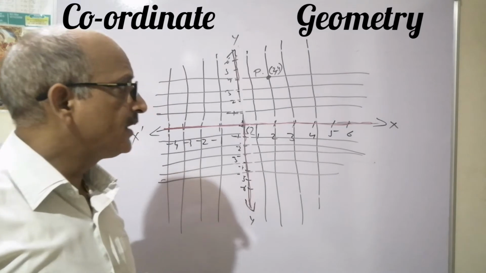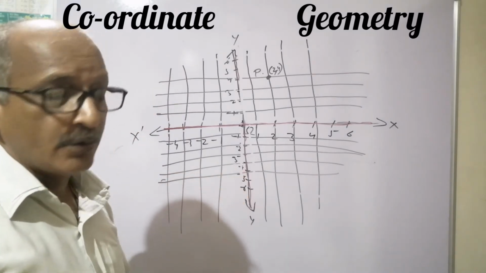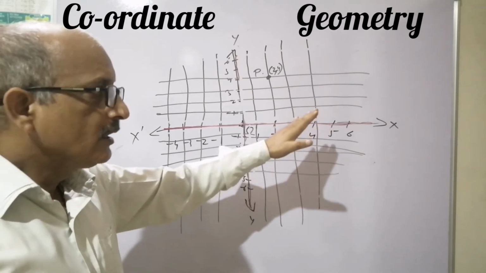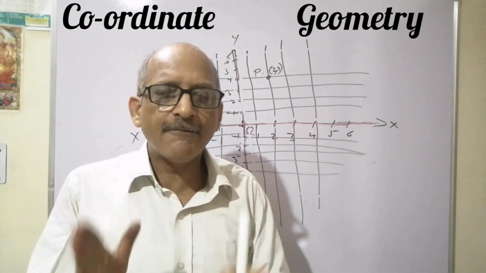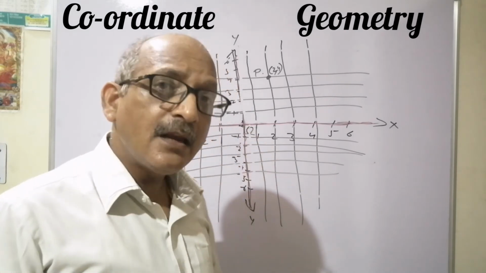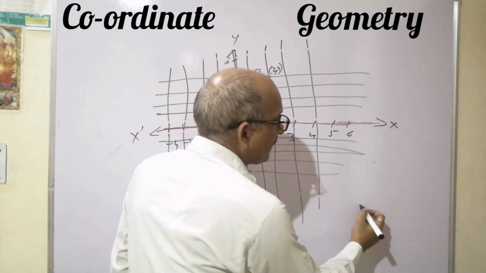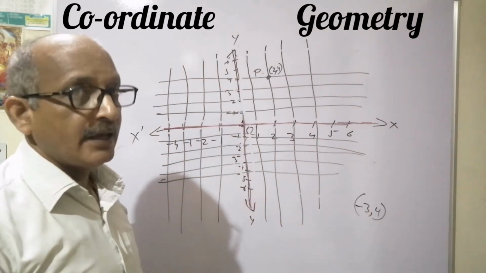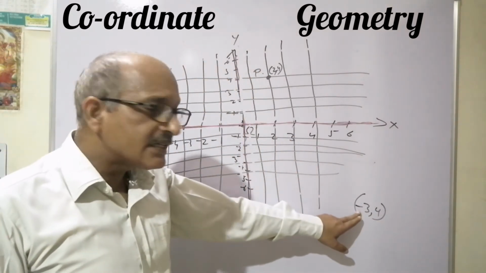Now one thing is to be known to you. Whatever point is here on the plane, that is an ordered pair. Everywhere we have to write first the x value and then the y value. I mean, if I am saying here (-3, 4), where will (-3, 4) be? We have to go to minus 3 first.